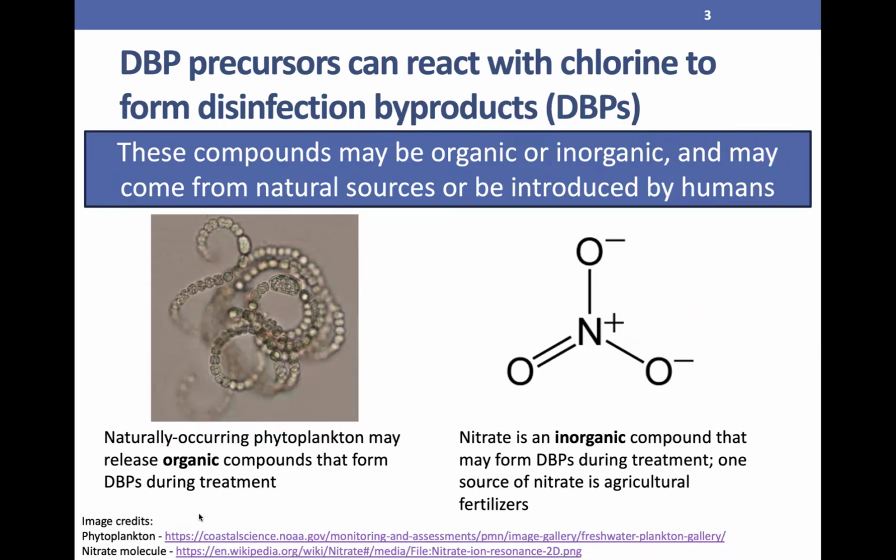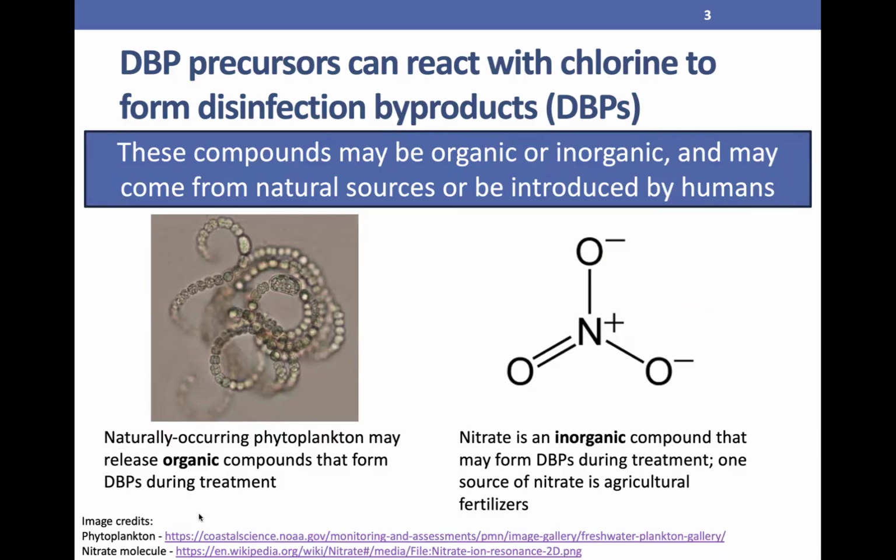However, certain compounds, called DBP precursors, can react with chlorine to form disinfection byproducts, or DBPs, during treatment. These compounds may be organic or inorganic and may come from natural sources or be introduced by humans. Organic compounds are derived from living things and contain carbon. Inorganic compounds may also contain carbon but are not derived from living things.